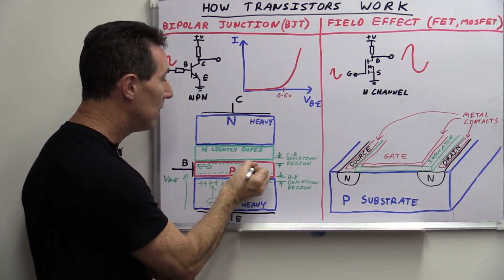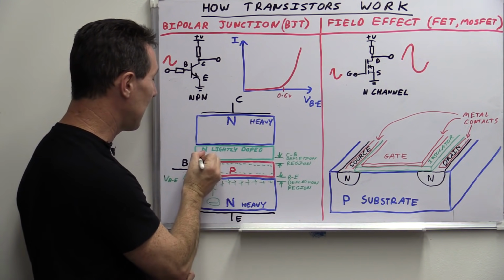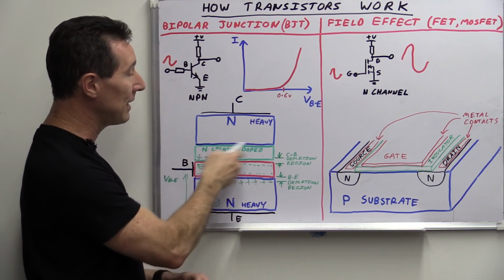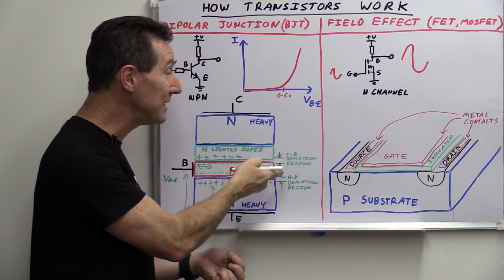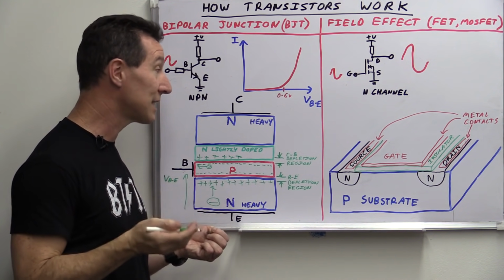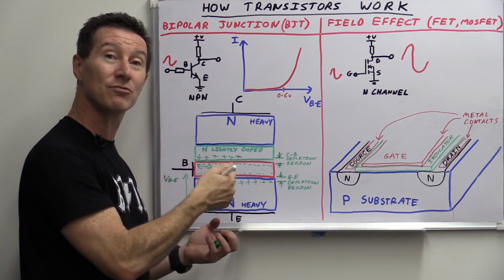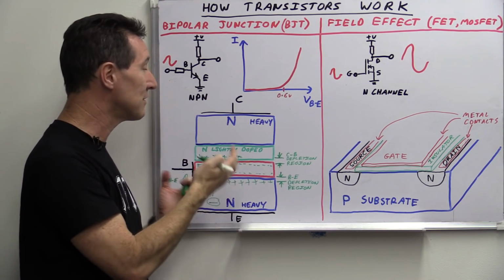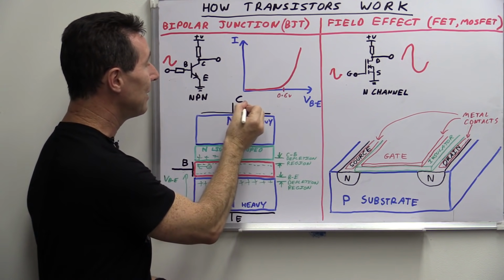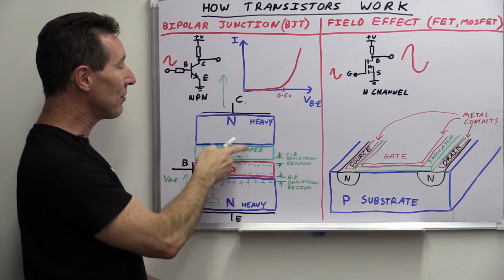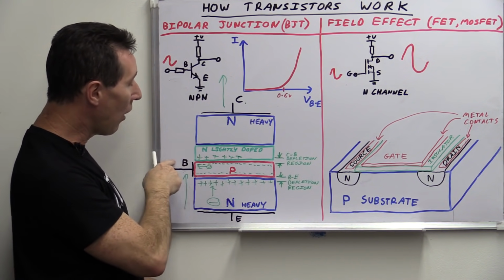We get our negative electrons there and our positive holes building up on this side, and we get a collector base depletion region. Exactly the same thing. So no current flows from collector to emitter because there's that depletion region. No current can flow through it. It's effectively stopping it.